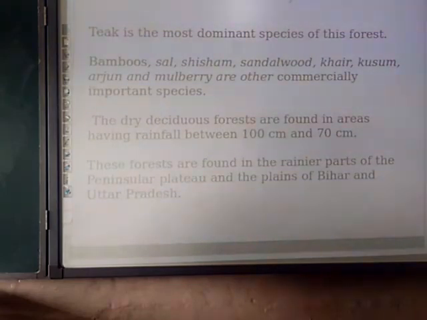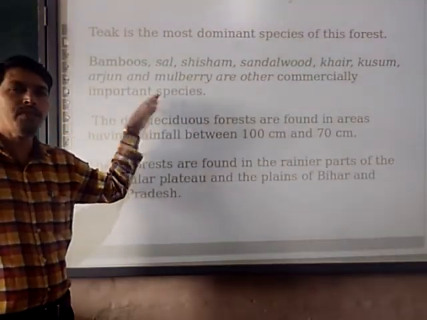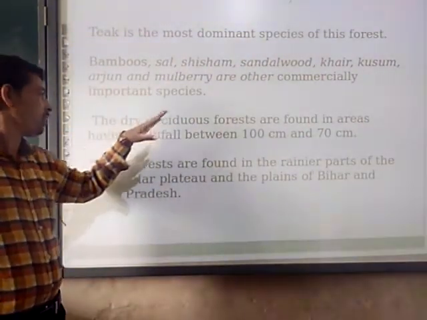Next, we are going to see the different species found here. Teak is the most dominant species of this forest. Bamboo, sal, sesame, sandalwood, kusum, arjun and mulberry are other commercially important species of these forests.